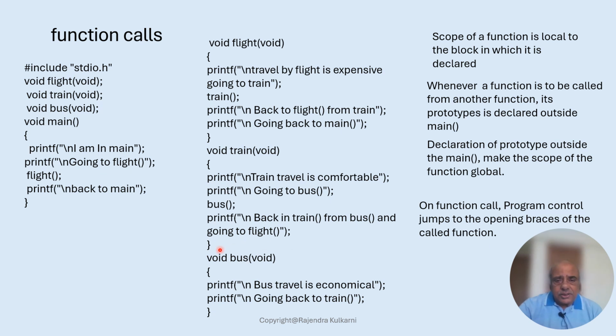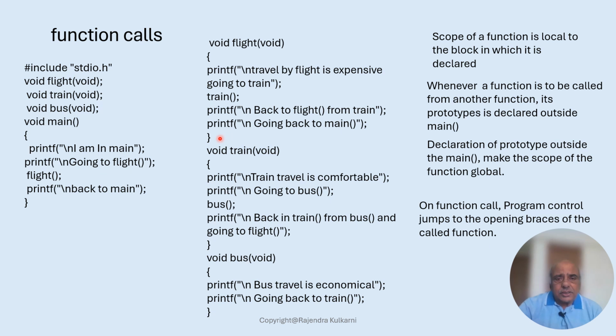When it reaches the closing brace of the train function, it should go back to the calling function, and in this case train has been called by flight. So the program control will jump back to the statements after the train function's call in the flight function. It will again execute this statement, back to flight from train. Then it will execute a statement, going back to main.